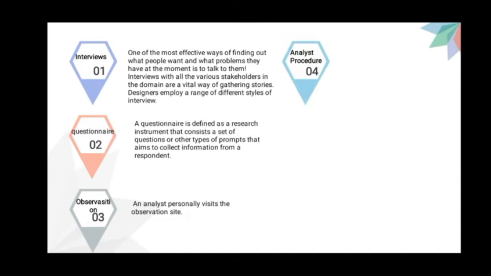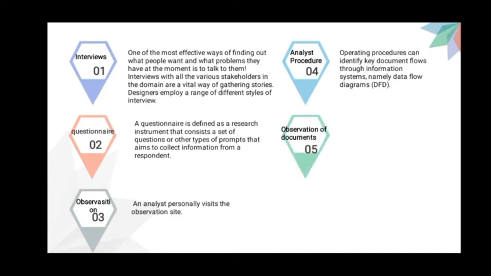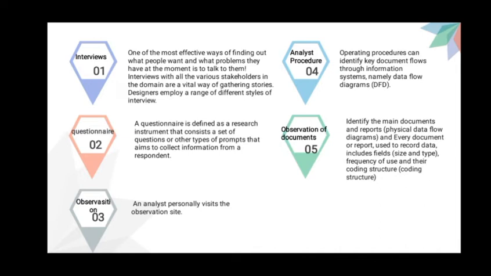Then fourth, analyze procedure. Operation procedures can identify key document flow through the information system, namely the data flow diagram. So the analyst identifies key documents from the DFD. Then observation of documents: identify the main documents and reports, such as the data flow diagram, and every document or report used to record data includes fields, size and type, frequency of use, and their coding structure.